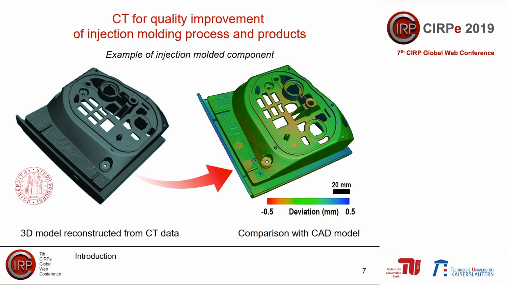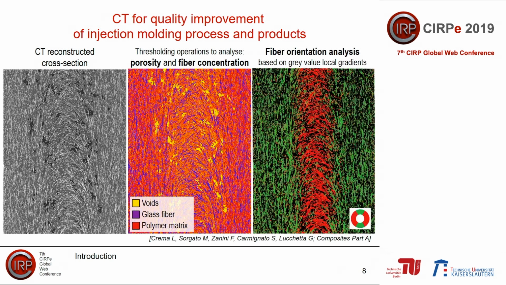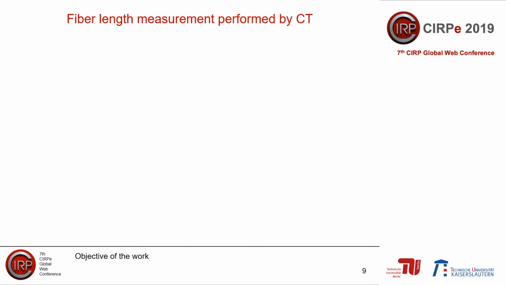For example, injection molding simulations are commonly used to improve the part design and process parameters to enhance the final product's properties. A CT reconstructed model of an injection molded component will include information on the part geometry and on the internal characteristics such as fibers and porosity. In particular, the analysis of porosity, fiber concentration, and fiber orientation are commonly done using well-established procedures and algorithms, while the measurement of fiber length from CT data is more complicated.